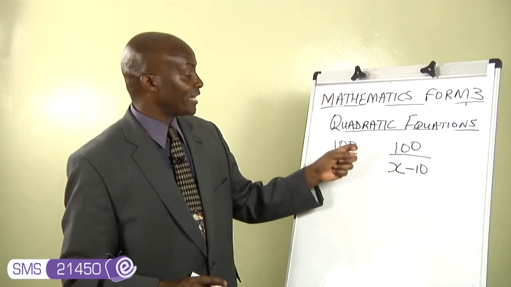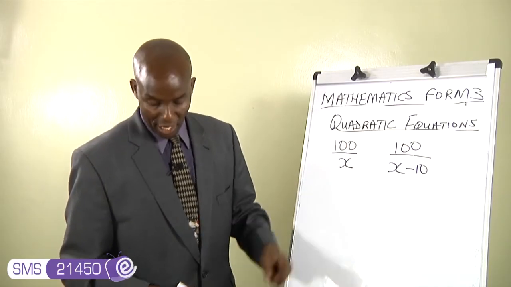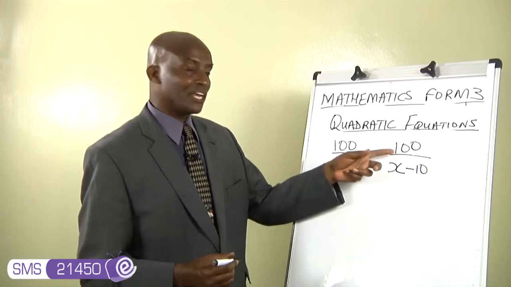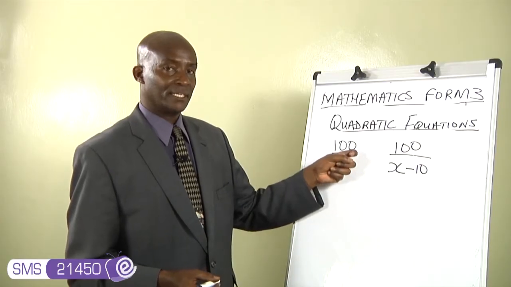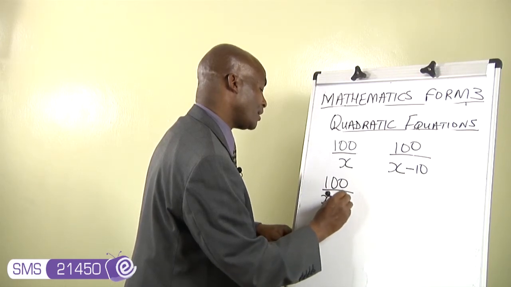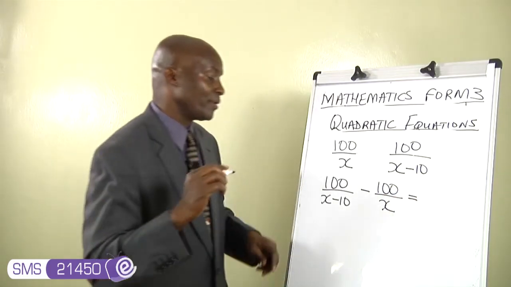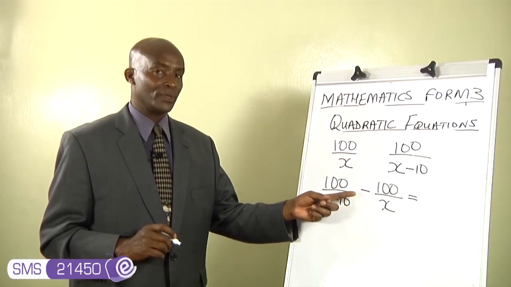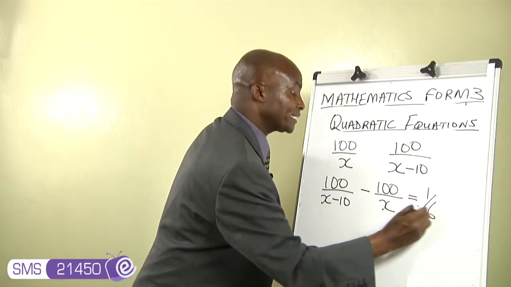Now, what is the difference? This is the time he took when going, and this is the time he took on the return journey. And we are told that on the return journey, he took 10 minutes more. So we write an equation relating this. He took more time on this one than on this one. Therefore, we can say 100 over X minus 10 minus 100 over X is equal to 10 minutes. But since our speed is given in kilometers per hour, we have to write 10 minutes in terms of hours, and that will be 1 over 6.